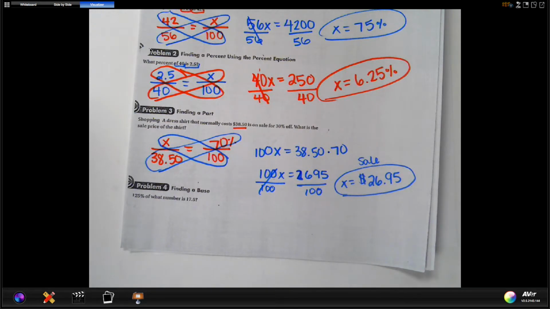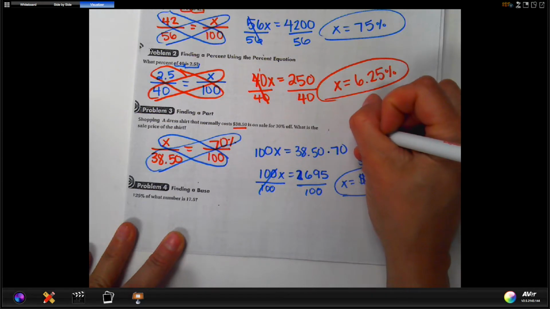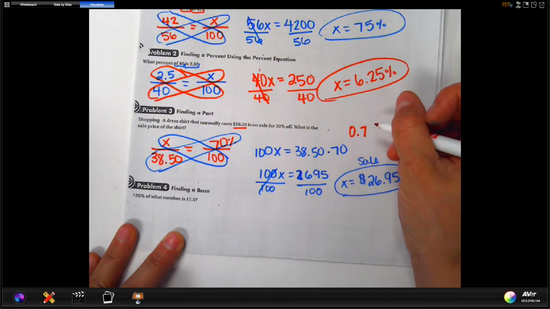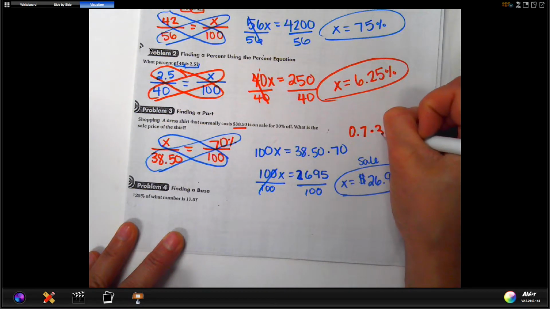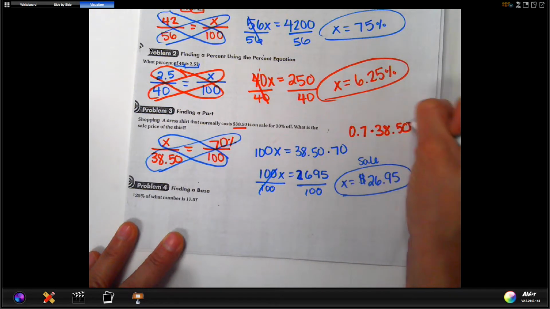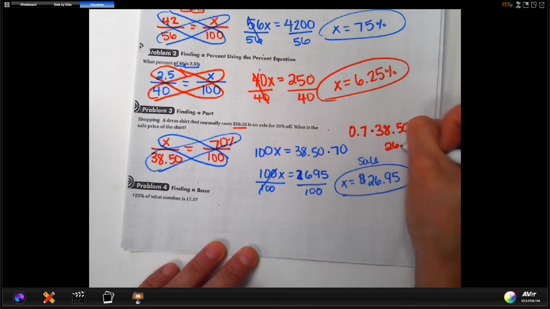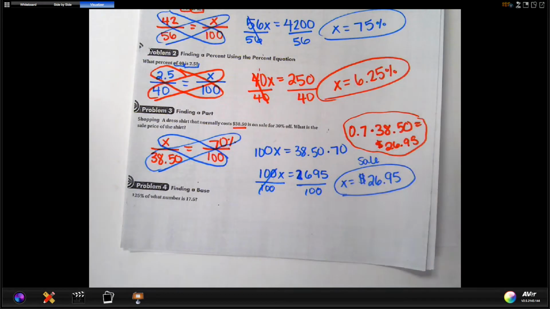So there's two ways you can do it. You can calculate the discount by doing 0.3 times 38.50, then subtracting that from the amount. Or you can think about it like, okay, if it's 30% off, I pay 70. Well, what is 70% as a decimal? It's 0.7, right? Because you got to move the decimal over 2 spaces. And if you just multiply that by 38.50, you will get 26.95. This is the shorter way that you can use to find a sale price.